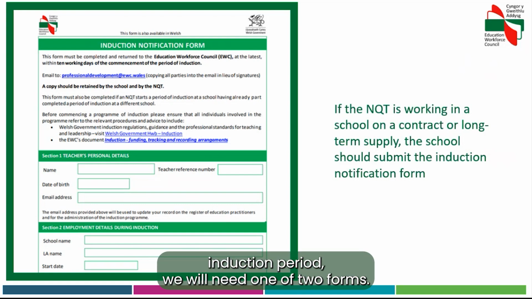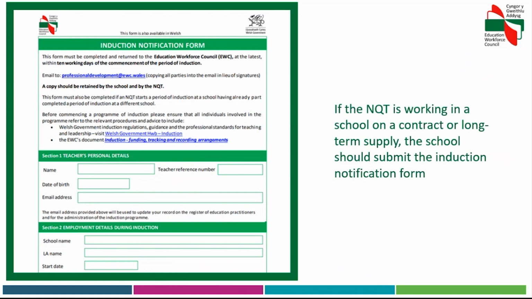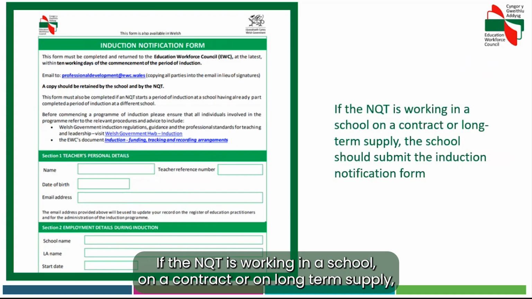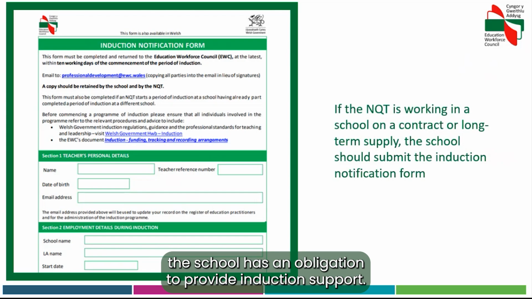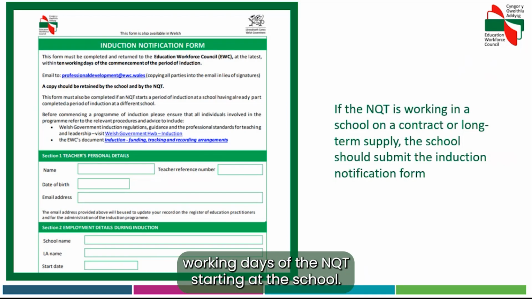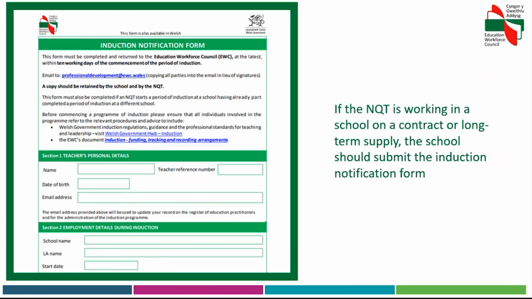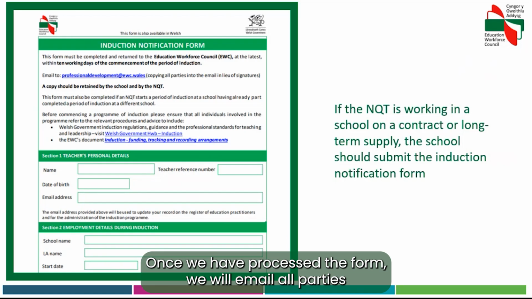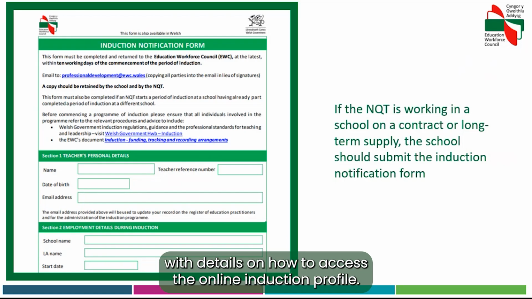At the start of an NQT's induction period, we will need one of two forms. If the NQT is working in a school on a contract or on long-term supply, the school has an obligation to provide induction support. The induction notification form should be submitted to us within 10 working days of the NQT starting at the school. Once we have processed the form, we will email all parties with details on how to access the online induction profile.